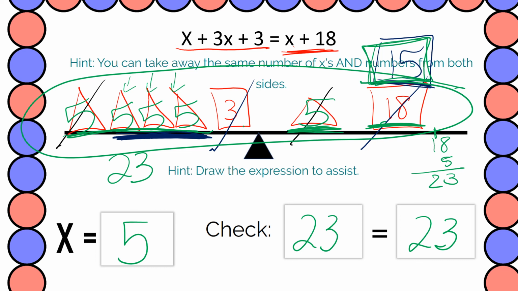Finally, remember today, when you do your check, check the original equation. That includes all the variables you have marked out, and use the numbers that are on the ground level. Do not try to use this one up here. That will cause you to struggle getting your check correct.